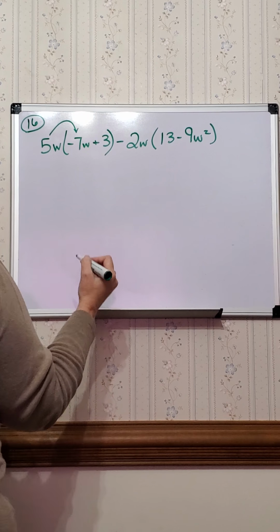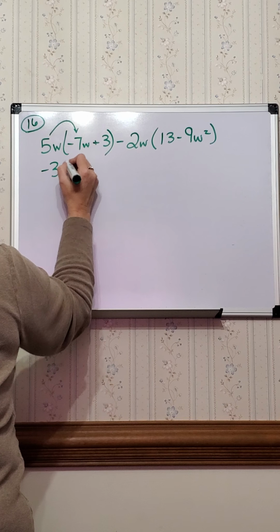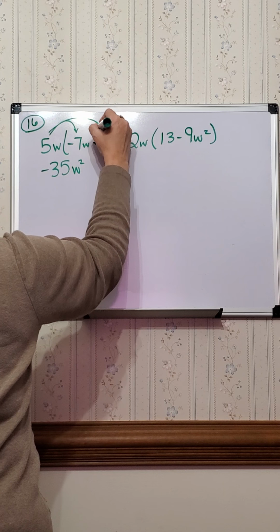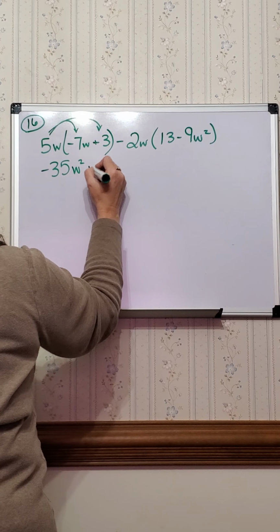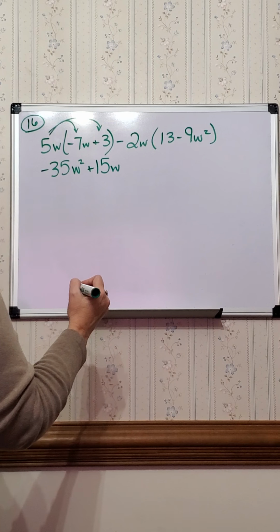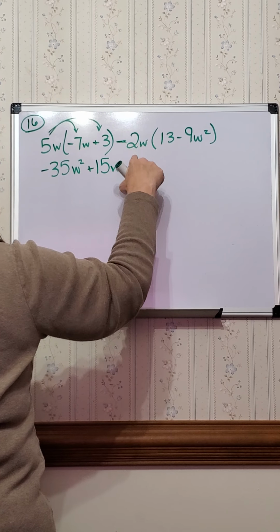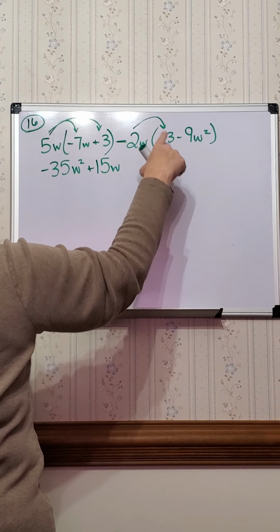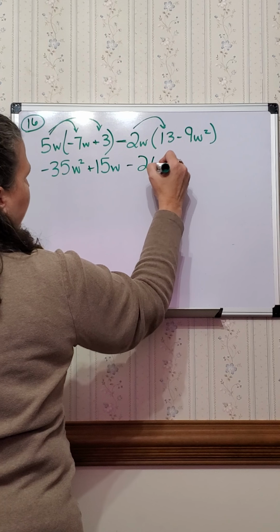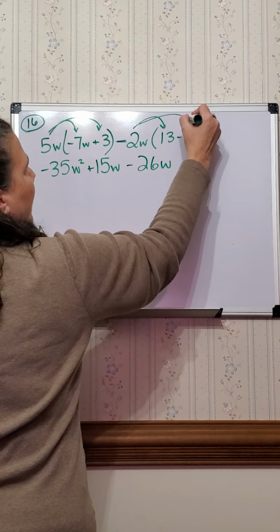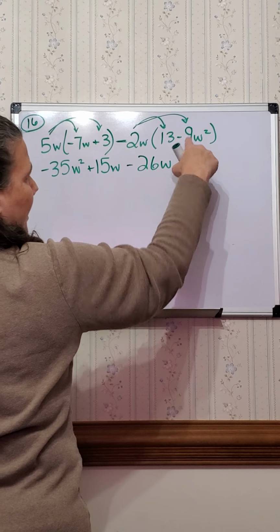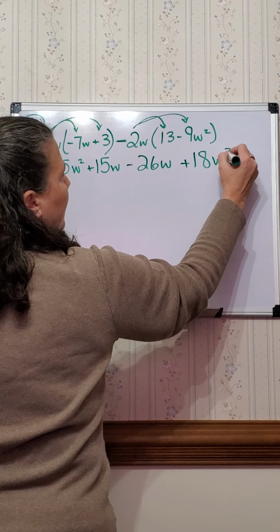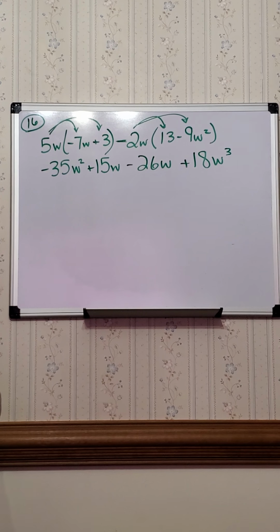So let's start here. 5 times negative 7 is going to give me negative 35. And I've got 2w, so w squared. 5w times 3 is going to give me plus 15w. Now notice here you've got this negative. So when we distribute here, we have to remember that that is a negative 2w. So I've got negative 2w times 13, which is negative 26w. Then I've got a negative 2 times a negative 9, which is going to give me a positive 18. I've got 1w there, 2 there, so that's going to give me w to the third power.